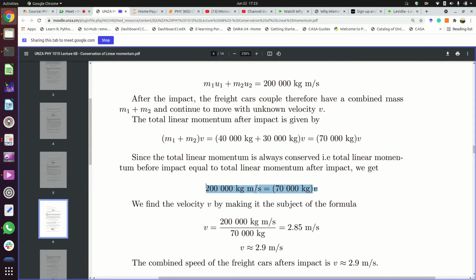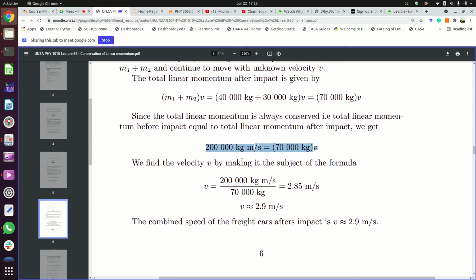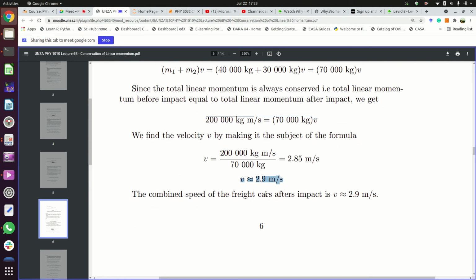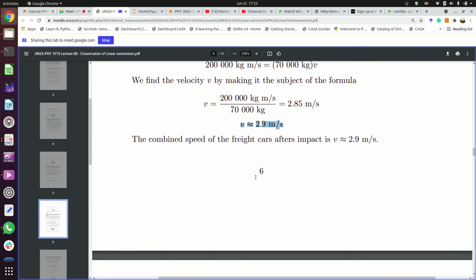If momentum is conserved, it means that the total linear momentum before impact has to be equal to the total linear momentum after impact. So from this expression, we can work out the velocity of the freight cars after impact by dividing both sides by 70,000 kg. When you do that, you end up with V equal to 200,000 kg meters per second divided by 70,000 kg, and this gives us a velocity of approximately 2.9 meters per second. So this is the velocity of the freight cars after they couple to each other just after impact. So this is how we use conservation of linear momentum.